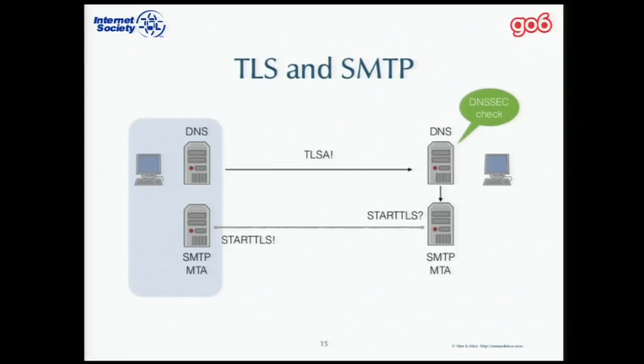And then when he receives the TLSA, he just compares the hashes of the certificate that he got from the mail server and the TLSA record that he got from the DNS. And if they both match, then this means that this guy is actually who we think he is, and we can establish a session and send an email.